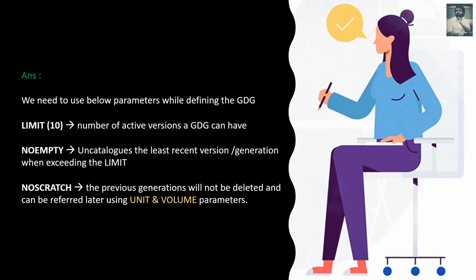Answer would be, we need to use below parameters while defining the GDG. Limit will be 10, that is number of active versions a GDG can have. NOEMPTY. This uncatalogs the least recent version or generation when exceeding the limit. NOSCRATCH. This does previous generations will not be deleted. If we use NOSCRATCH, previous generations will not be deleted and can be referred later by using unit and volume parameters.